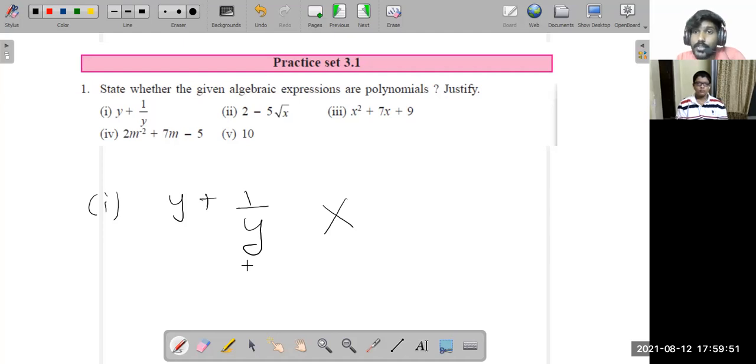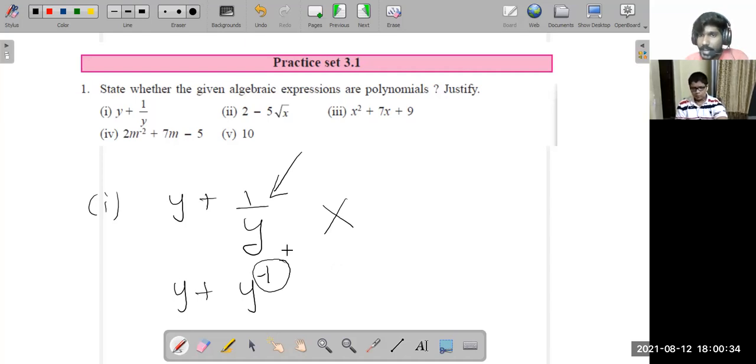So whenever you say this is not a polynomial, say that the power is negative or the power is not a whole number. Just don't say polynomial is not a whole number. Clear? Yes, sir. So in this case, 1 upon y is nothing but y raised to minus 1, reciprocal. That is why this is not a polynomial, because the power of the variable is not a whole number. Is this clear?